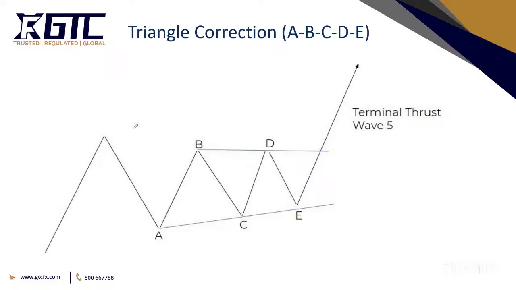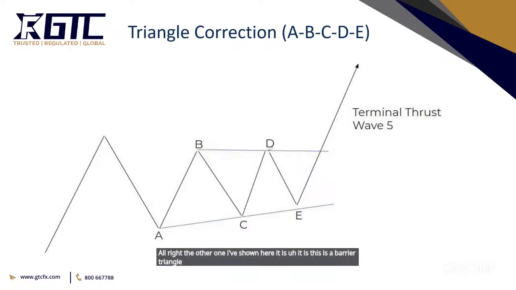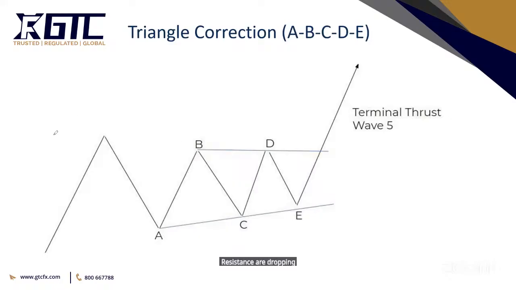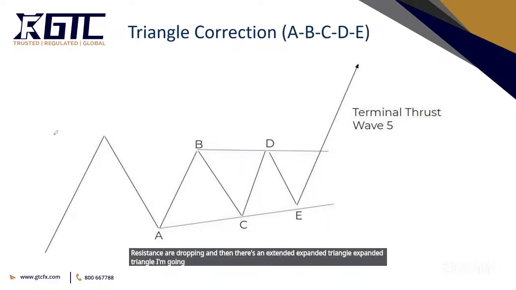All right, the other one I've shown here, this is a barrier triangle where resistance is constant, supports are rising, and then there is another barrier triangle where support is constant, resistance is dropping, and then there's an expanded triangle. Expanded triangle I'm going to show on the charts. Let's go on the chart, please, and then finally we'll come to the combination.